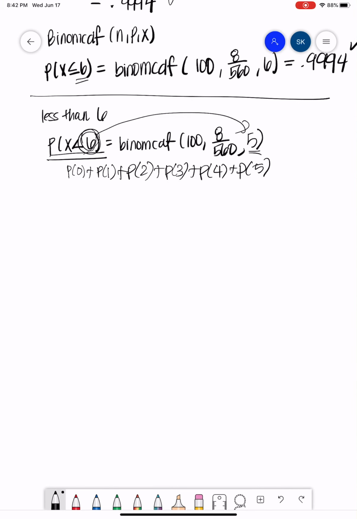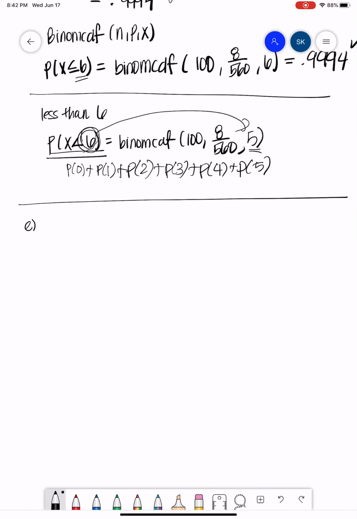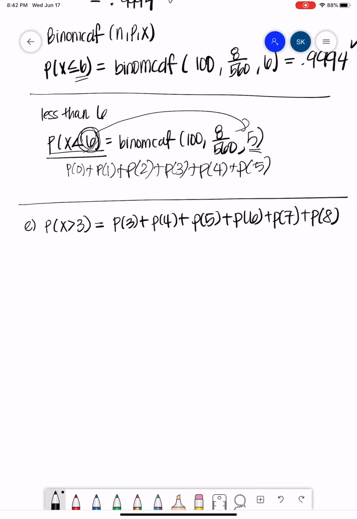I'm also going to use scratch paper to explain this because we need a lot more space. Letter E, we have the probability that x is greater than 3. What does that mean? Let's write down what that means before we use a calculator. When I say greater than 3, in this example, I'm talking about 3 or more. So I want to make sure that I have 3 plus 4 plus 5 plus 6 plus 7 and up to 8.